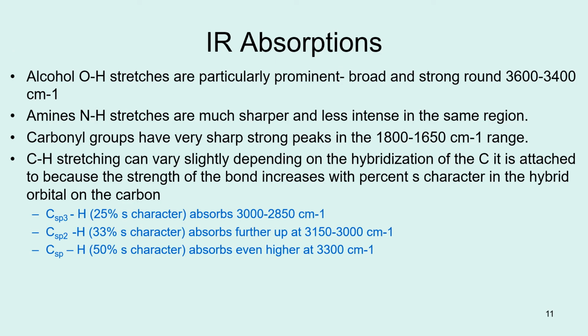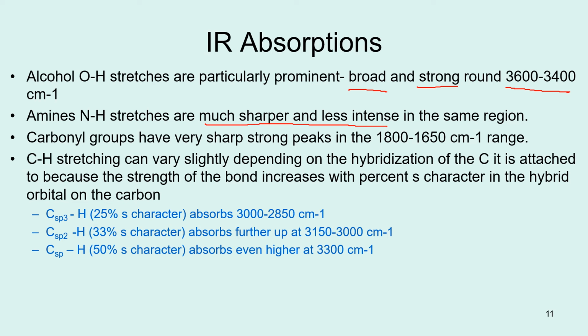So here's what I just started to say. The alcohol stretches are particularly prominent. They will be something to really look for. They're going to be broad, and they're going to be strong, meaning they're going to come really far down on the spectrum, and they tend to be, like I said earlier, a little bit above 3,000, 3,600 to 3,400 wave numbers. Amines also tend to be in the same region, but they tend to be sharper and less intense.